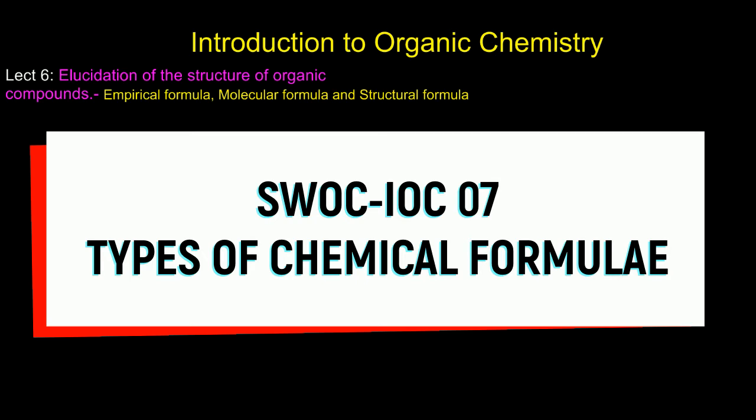In our last video we talked about how we can use the percentage composition of each element within a compound to find the empirical formula of a compound. We said that empirical formula is the formula that shows the simplest whole number ratio of the atoms of each element present within the compound.